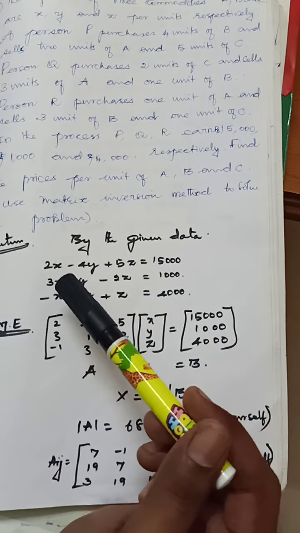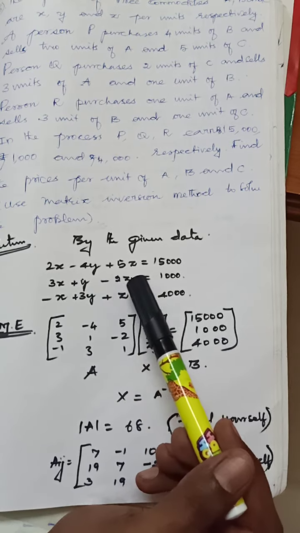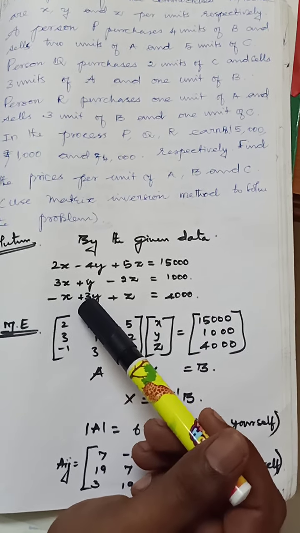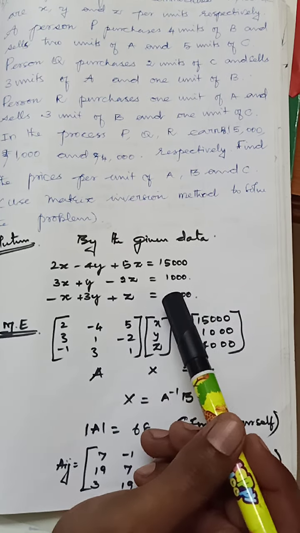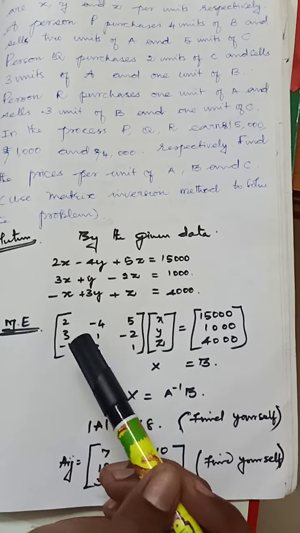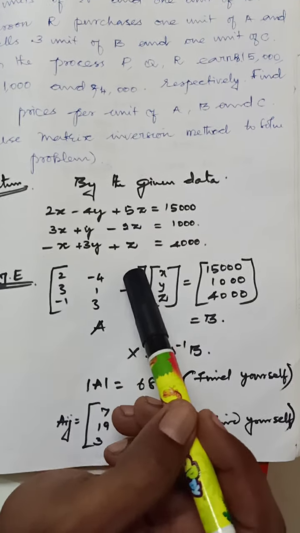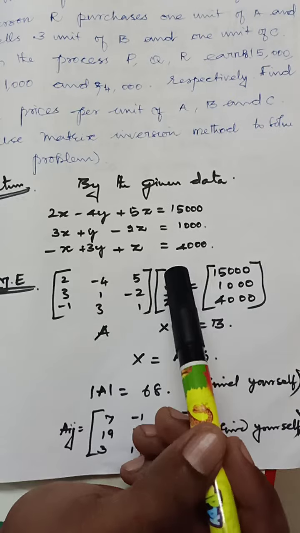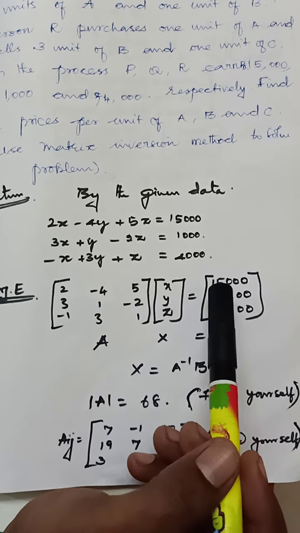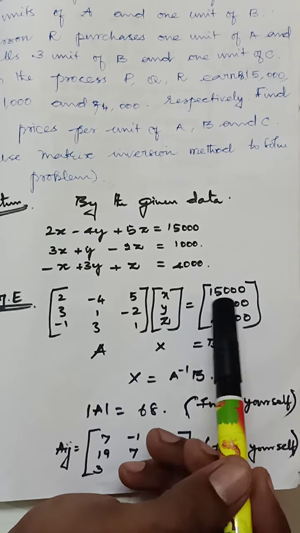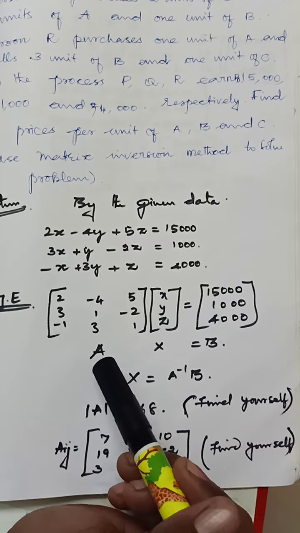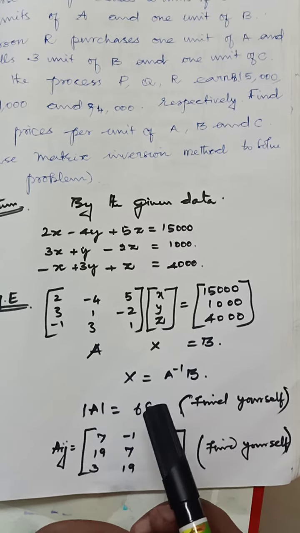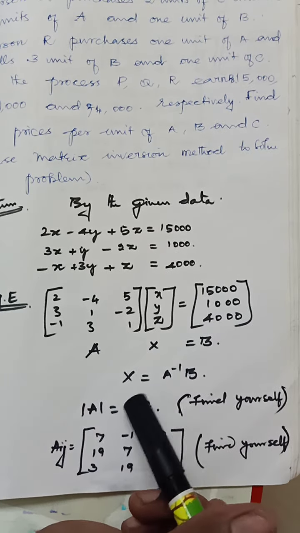Like that, your second equation: 3x plus y minus 2z equal to 1000. And the third equation: minus x plus 3y plus z equal to 4000. Your matrix equation: [2, minus 4, 5; 3, 1, minus 2; minus 1, 3, 1] times [x, y, z], and your constant values 15,000, 1000, 4000. So AX equal to B, X equal to A inverse into B. And your determinant of A, I found out 68.